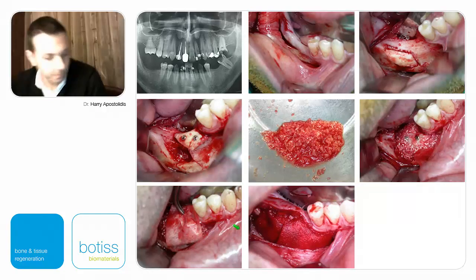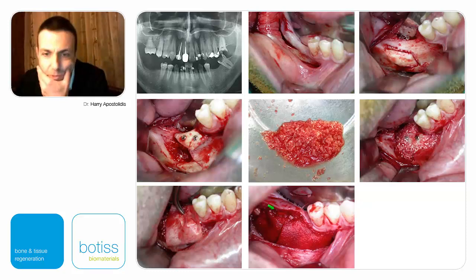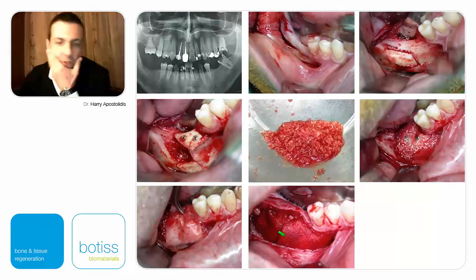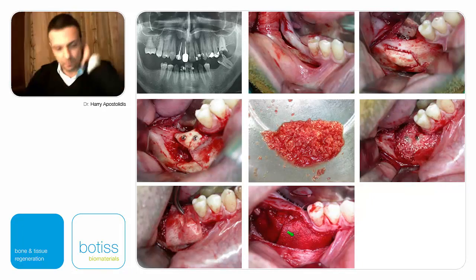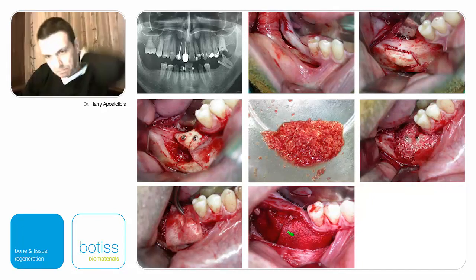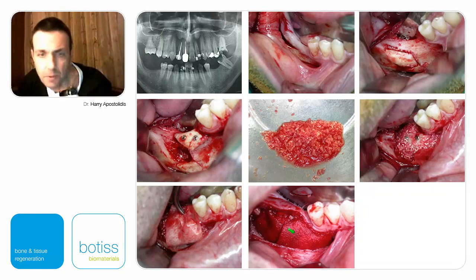And here, in this area, because it was a big reconstruction, and I was afraid of having some dead space under here, I used a couple of gel foam sheets to make this dead space a little bit smaller, to minimize it actually. And actually this stabilizes the clot also. Works good with clot stabilization.